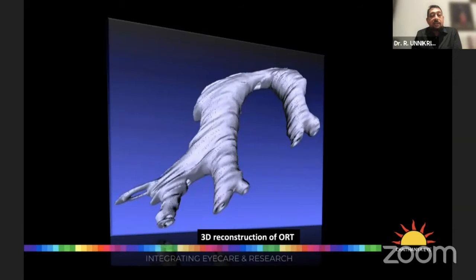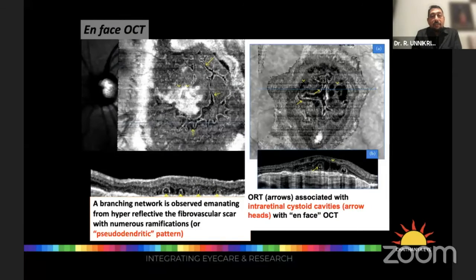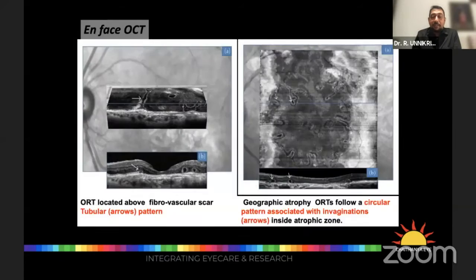This is a 3D construction of the ELM that is rolling and scrolling and containing the cells. So the en face shows 2 images. There's a pseudodendritic pattern when it forms over a fibrovascular scar, and then there's a circular pattern with invaginations from the edge when it is at the junction of normal and atrophic retina as in GA.